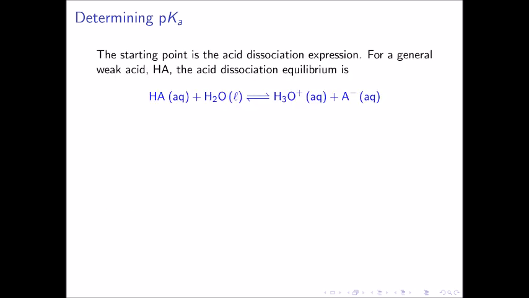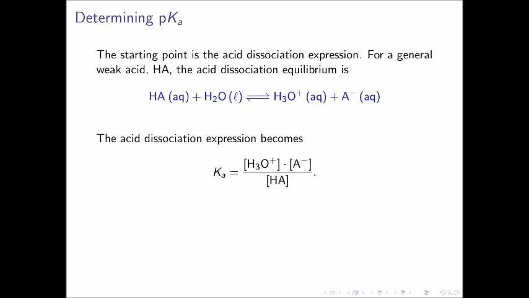We will begin by looking at the acid dissociation expression. Since we do not know the identity of our weak acid, let's denote it as HA. The corresponding acid dissociation equilibrium is now HA reacting with water to form in equilibrium hydronium ion and A-. The acid dissociation expression has the concentration of hydronium ion times the concentration of A- in the numerator, and the concentration of the undissociated HA in the denominator.